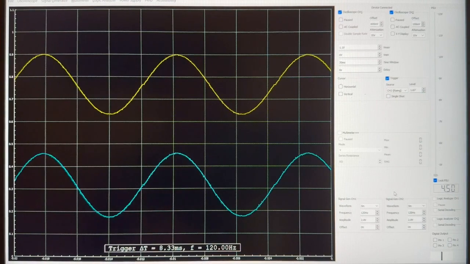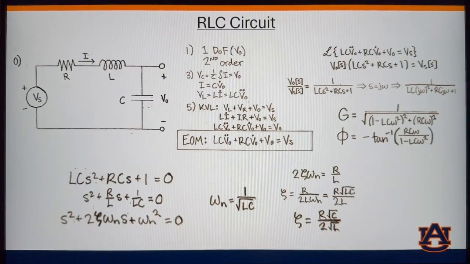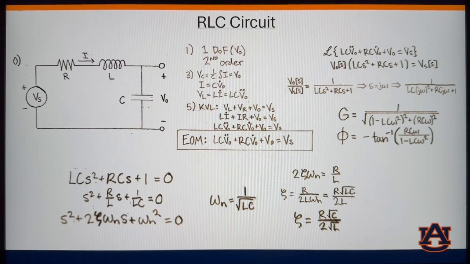All right, well that's it for the RC demo. Let's look at the RLC circuit. For the RLC circuit, you'll see that we've added an inductor in series with the resistor and capacitor. It's still a 1 DOF system, but now it's second order. Using Ohm's law, we know that I equals C times VO dot. We can also solve for VL equals L I dot equals LC VO double dot.